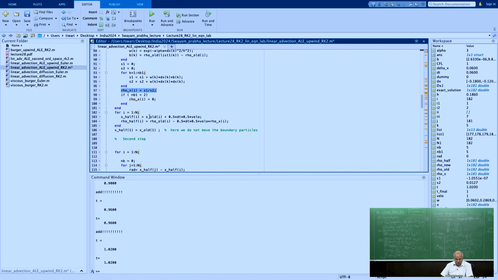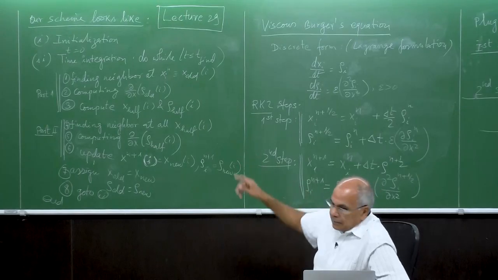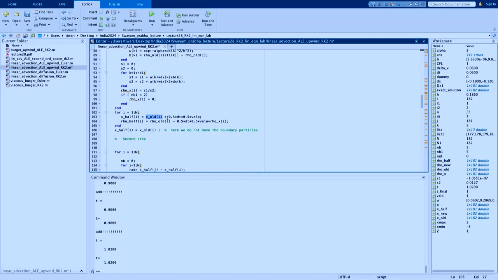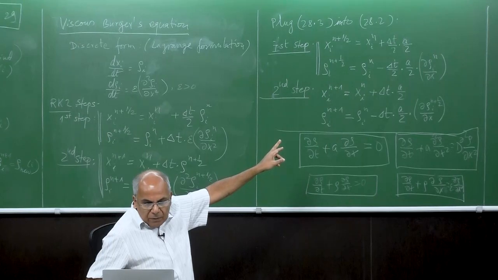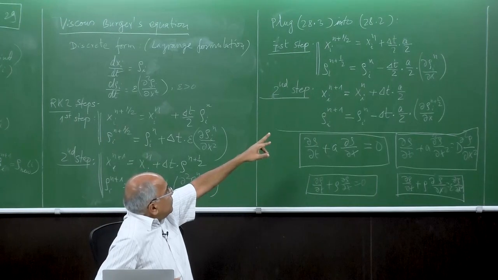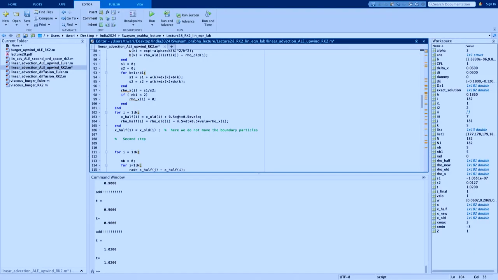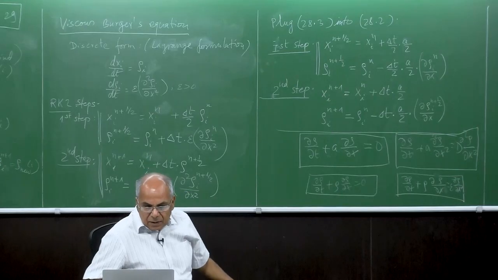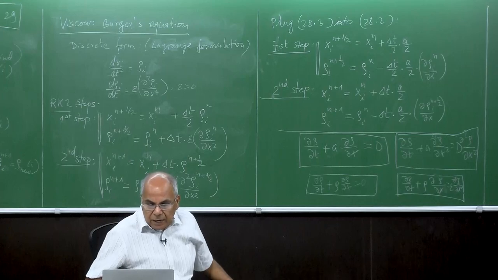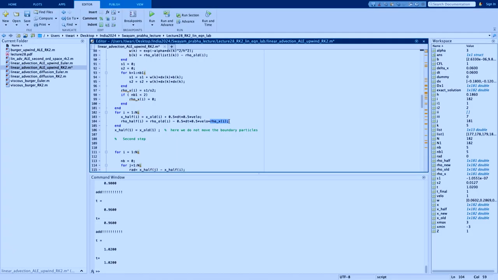So then once I have that, I compute x half, exactly what I have written here. x half is equal to x old plus delta t by 2 times a by 2, 0.5 times velocity. So I compute my rho half according to this formula. Rho half, on the left hand side, is equal to rho old of I, rho n of I, minus delta t by 2 times velocity a by 2 times the derivative of rho old. So it is rho x, which I have computed from the rho old here.